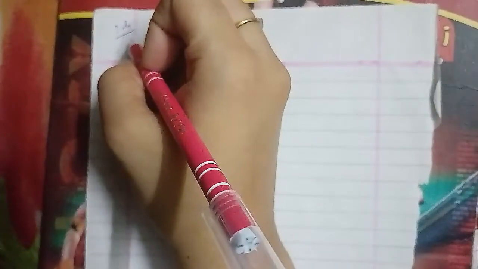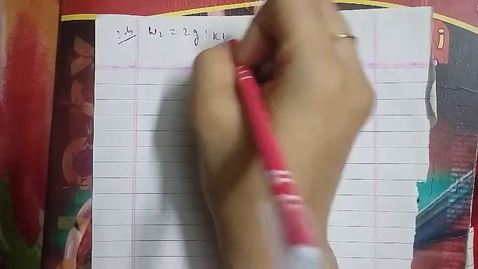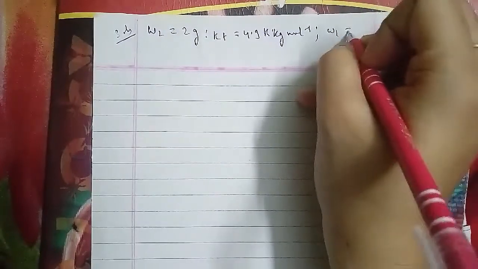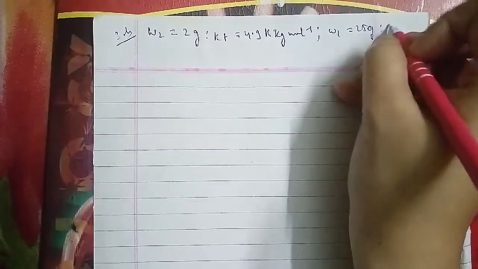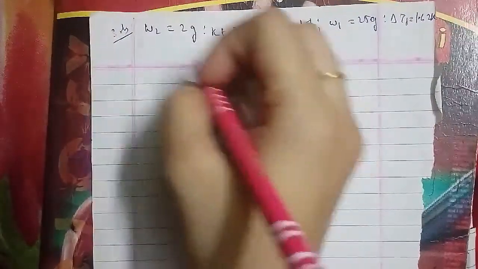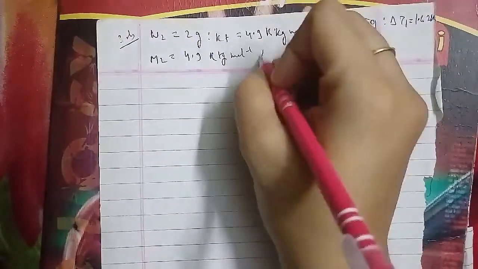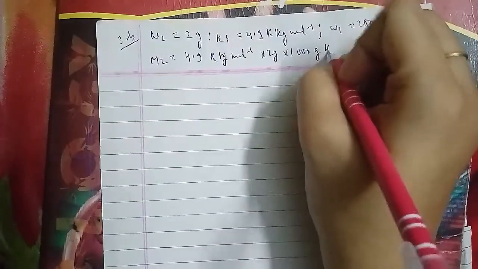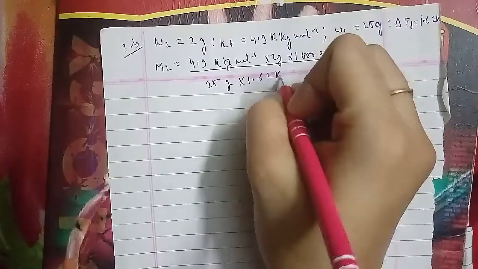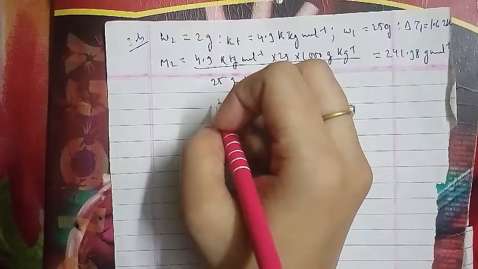The given quantities are W2 equals 2 gram, Kf equals 4.9 K kg mol inverse, W1 equals 25 gram, and delta Tf equals 1.62 K. Substituting these values, we get M2 equals 4.9 kg mol inverse into 2 gram into 1000 gram kg inverse upon 25 gram into 1.62 K, which equals 241.98 gram mol inverse.